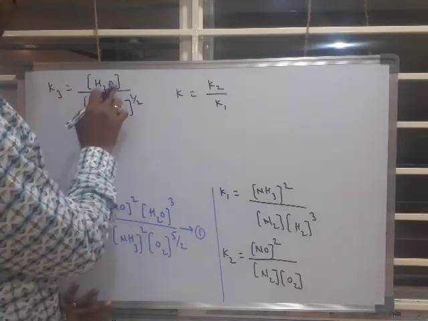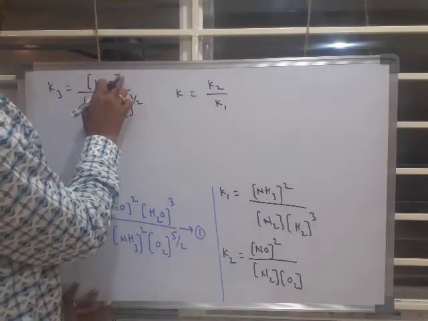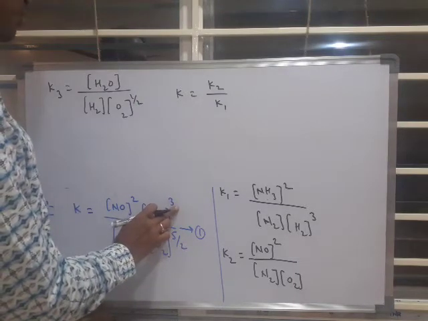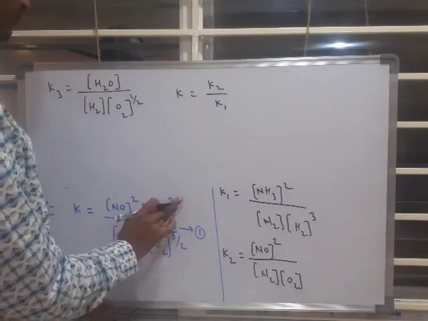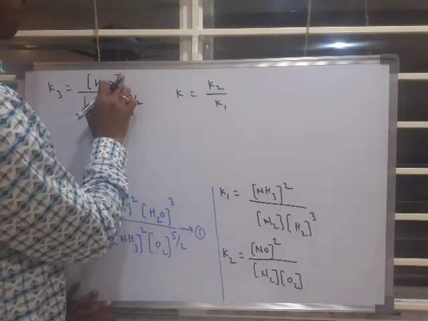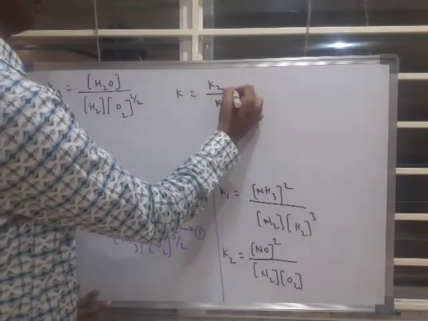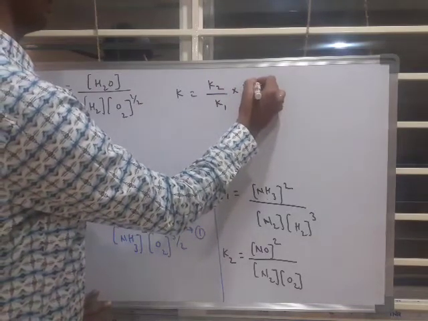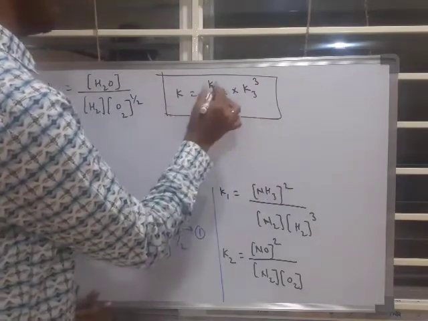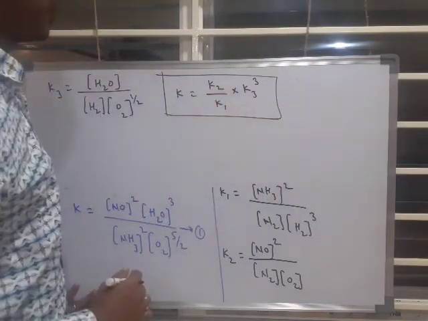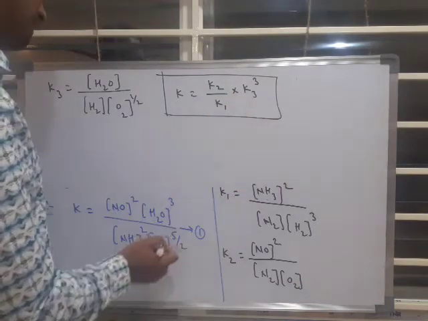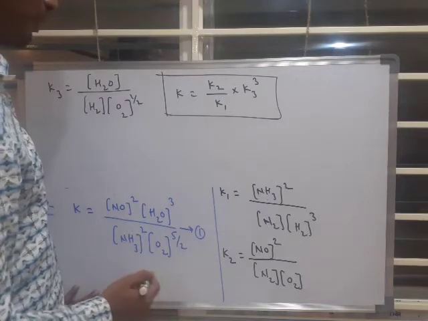Next, what about K3? Here H2O is present in the numerator. Here also H2O is present in the numerator, but here H2O has power cube, while in K3, H2 only has power 1. So we have to cube this: K3 cube. So it is the K value in terms of K1, K2, K3: K2 into K3 cubed by K1. If you do all the calculation, you will get exactly this. So try to do this.